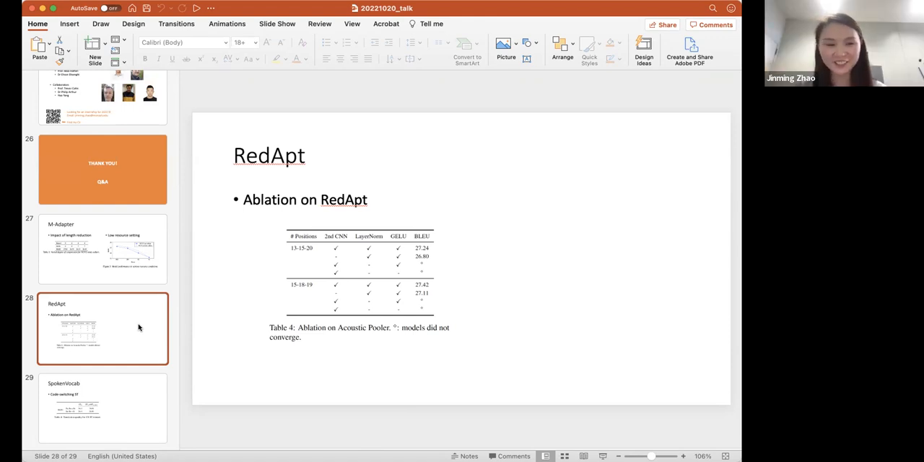Yeah, that's actually part of our future plan. We would like to extend RedApt to other speech processing tasks, because the computation complexity of pre-trained speech encoders is a common issue with a lot of speech processing tasks. And I just wanted to add one more comment on training from scratch. So.